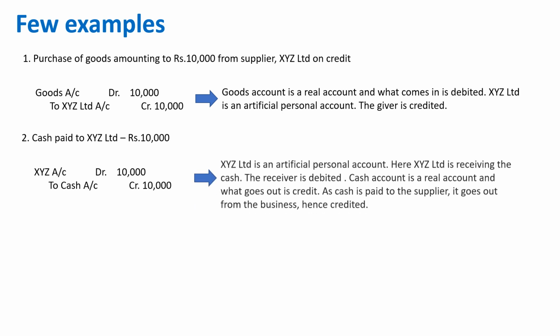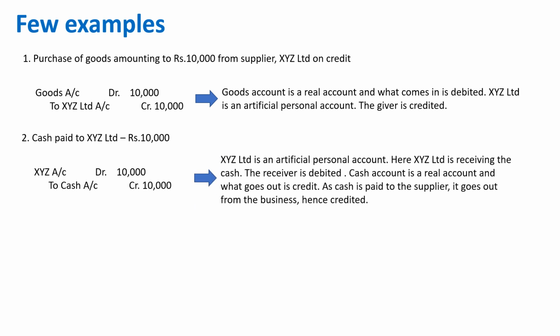Why is this entry posted like this? Because XYZ is the receiver of cash now. In the previous example, he was the giver of goods. Now, in the second example, he is the receiver of the cash. So as a receiver and as a personal account, it is debited. On the other side, cash, which is a real account, is going out of the business. What goes out is always credited. So in this entry, XYZ will be debited to cash.